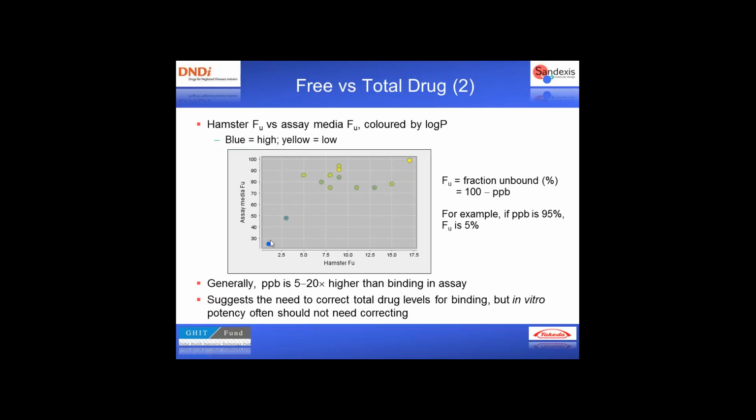What I would say is that when we get compounds with 50% or less fraction unbound, then we do tend to correct those, but the vast majority of compounds that we've looked at in this series are essentially completely free in the assay media. So the in vitro IC50 that we're measuring is really the free IC50.